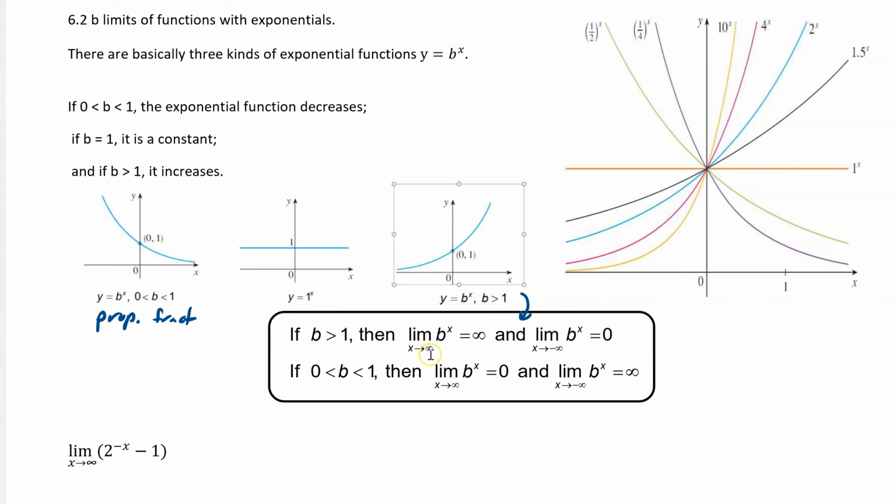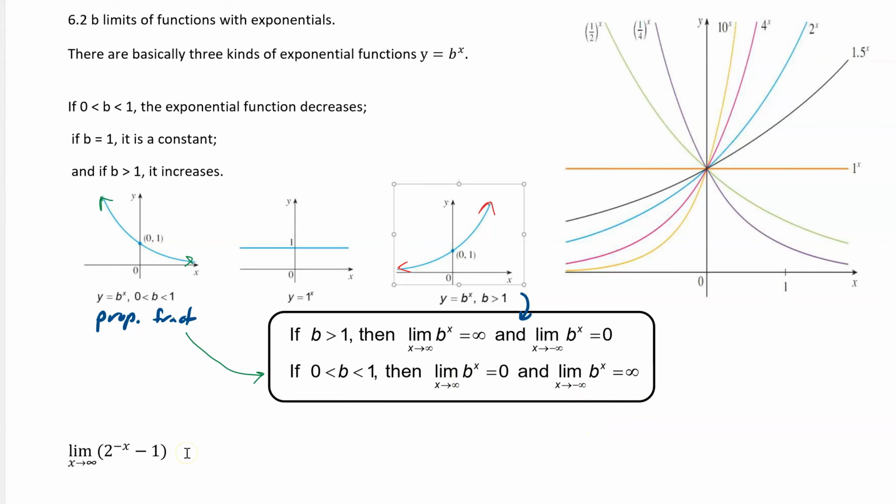Then you can see as x goes to infinity, our b to the x goes off to infinity. And as x goes to negative infinity, our b to the x goes to 0. Now, for this one, our proper fractions, you can see as x approaches infinity, our b to the x is going to 0, and as x approaches negative infinity, our b to the x is going to infinity. There are different ways to do these limits, but if you always bring it back to these, it's quick: that one's infinity, that one's 0, that one's 0, and that one's infinity.